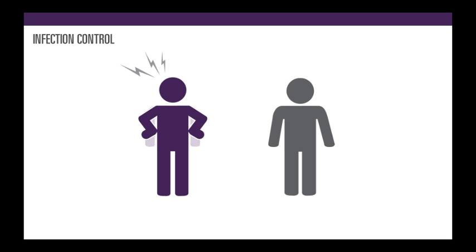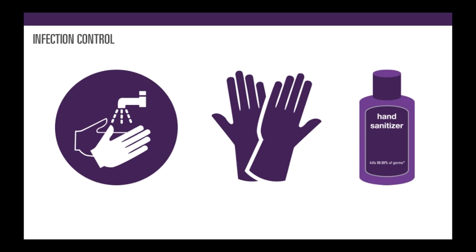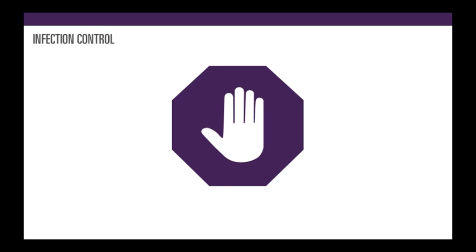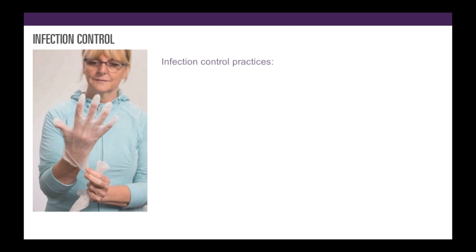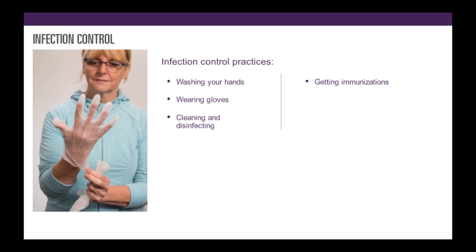To you, an infection may be annoying, but it could make a consumer seriously ill. That's why it's so important to use infection control practices to stop germs from spreading. Not everyone who has an infection shows symptoms. You may not know if you or the consumer has an infection. This is why HCAs need to practice infection control. There are 6 things you can do as an HCA to stop the spread of infection. They are washing your hands, wearing gloves, cleaning and disinfecting the consumer's environment, making sure you get the recommended immunizations, and properly disposing of waste and sharps. You'll learn more about these later.